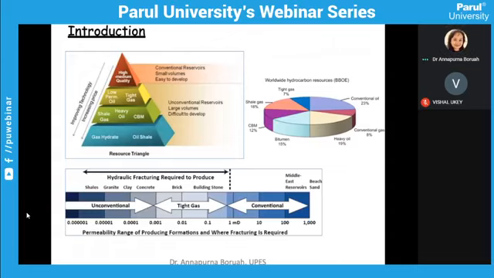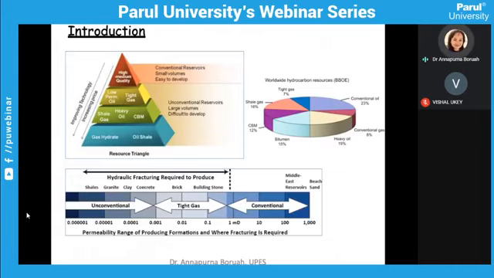price is increasing, porosity will decrease, and it will require improved technology to extract these unconventional resources. From this triangular diagram itself, you can identify how much volume we have in the unconventional reservoirs.